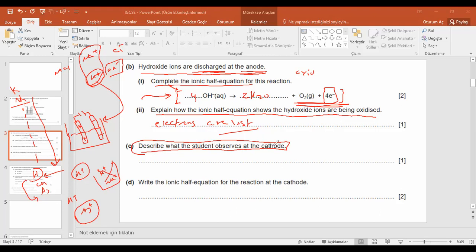So what did the student observe at the cathode? At the cathode, we will see fizzing because hydrogen is being liberated. H+ is being attracted to the cathode. Write the half equation for the reaction at the cathode. We see that H+ accepts electrons and becomes hydrogen.